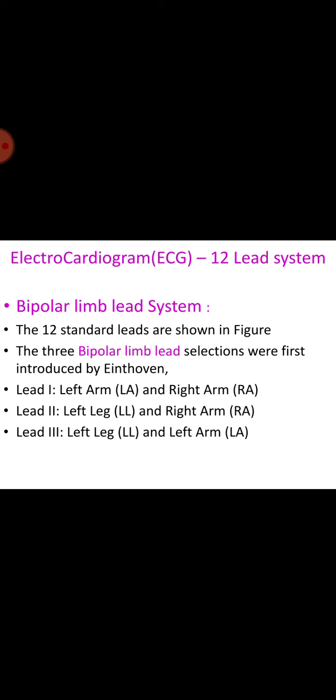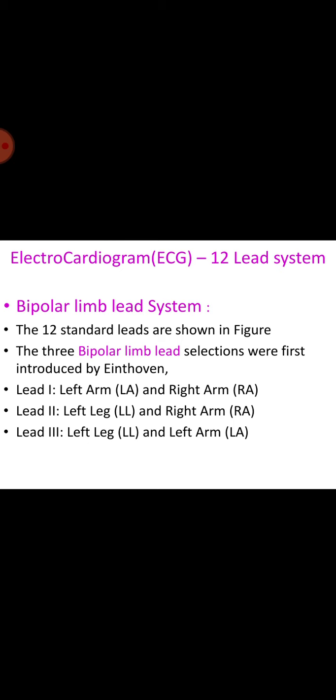Now let us see the ECG lead system. Two electrodes are placed over different areas of the heart and connected to a galvanometer, which will pick up the electrical currents resulting from the potential difference between them. The tracing of voltage difference at any two sites due to electrical activity of the heart is called a lead.